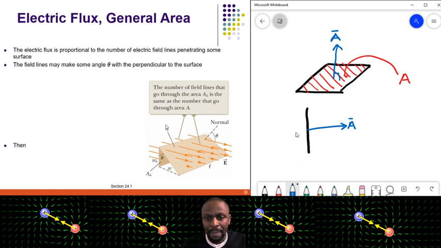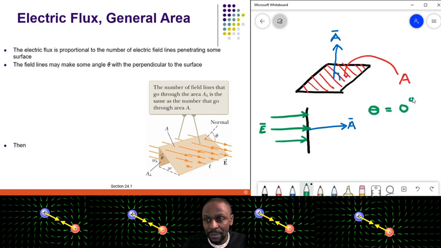Right, now suppose that the electric field is from the left. That's my electric field, the E field is from the left. I want you to see that the angle between two vectors pointing in the same direction is just zero. For example, in this case, the angle between the electric field and A is zero. Therefore, the angle theta between E and A is equal to 0 degrees.